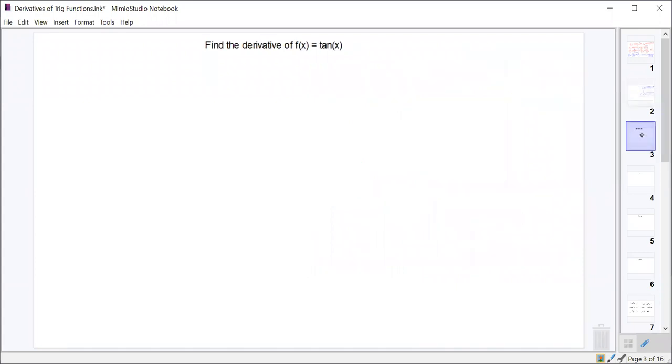Now, let's see if we can use those two derivatives and not have to do any more limits and find the derivative of the other four trig functions that we're going to concern ourselves with this year. So first off, tangent x. How could I rewrite tangent x to find its derivative? Sine x over cosine x. Right, and why does that help us? We know the derivatives of sine and cosine, right? And we can use which rule?